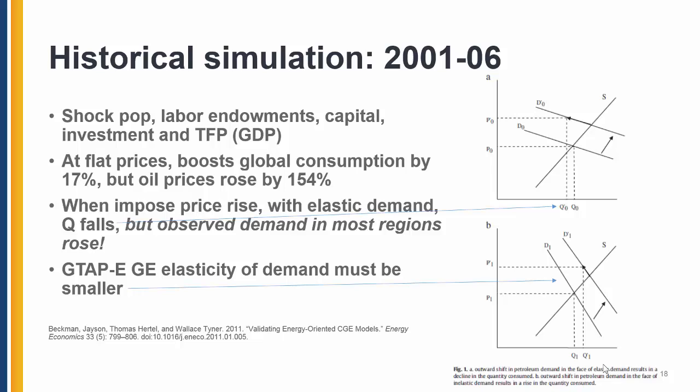So even though demand is shifting out, the demand is elastic enough that with that price increase, equilibrium output fell. But in fact, what we observed over that period in terms of total consumption was that demand rose in most regions, so it must be the case that the demand curve is steeper, as in the bottom right-hand panel. So a steeper demand curve, smaller elasticity, would seem to be more consistent with history.